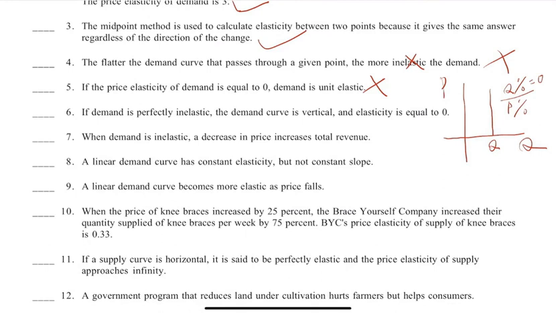Seventh, when demand is inelastic, a decrease in price increases total revenue. Well, we basically talked about this, right? If a demand is inelastic, then the price changes in the same direction as total revenue. So if a price decreases, then total revenue should decrease. So this is incorrect.